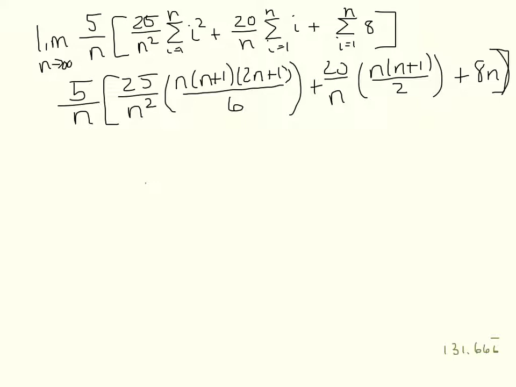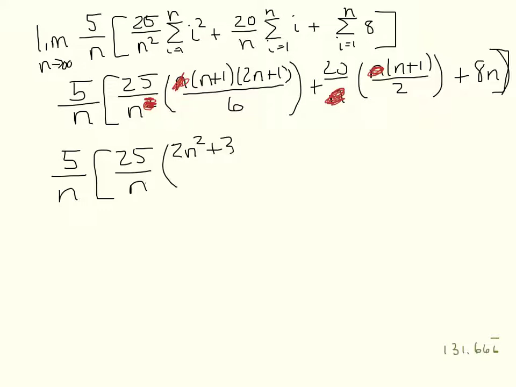From here, this really becomes an algebra problem. It's about canceling and simplifying. So one of the first things I'm going to do is cancel my exponent down here with one of these n's, the same as we did in class. I'm going to do that over here too. This n and this n are going to cancel out. And I'm going to see what I have left. That's a 5 over n on the outside. 25 over n times, now n plus 1 times 2n plus 1 is 2n squared plus 2n plus n, which is 2n squared plus 3n plus 1, over 6.